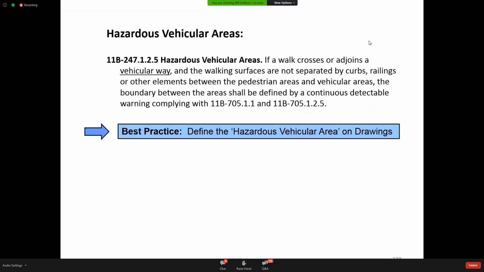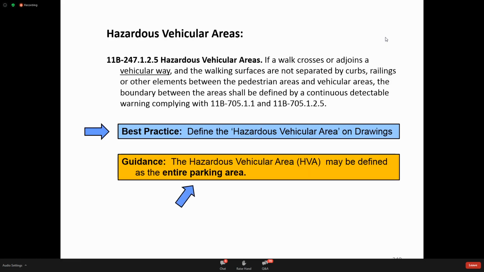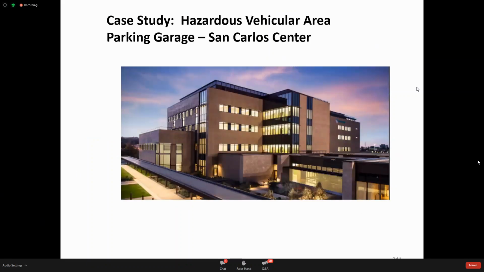So understanding that, where I go with this is to define the hazardous vehicular area on your drawings, or at least on your schematic design drawings, to develop how you want to handle it. What I would do is define your entire parking area as your hazardous vehicular area. I'm going to walk you through a quick case study to make the point.